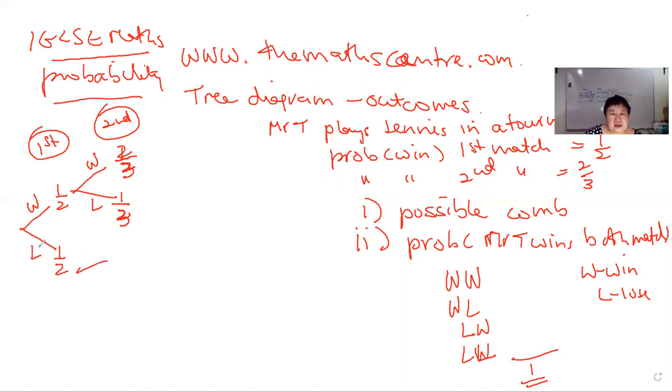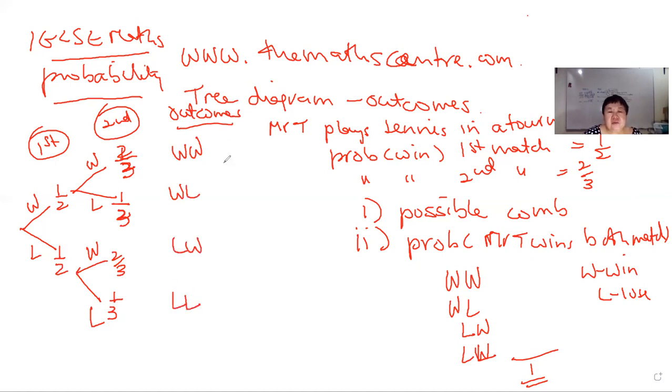Same thing. If you lose in the first game, in the second game you can either win or lose. Again, the probability of winning the second game is 2/3. The probability of losing the second game is 1/3. So now you can see the outcomes, quite simple. You can win, win; win, lose; lose, win; or lose, lose.